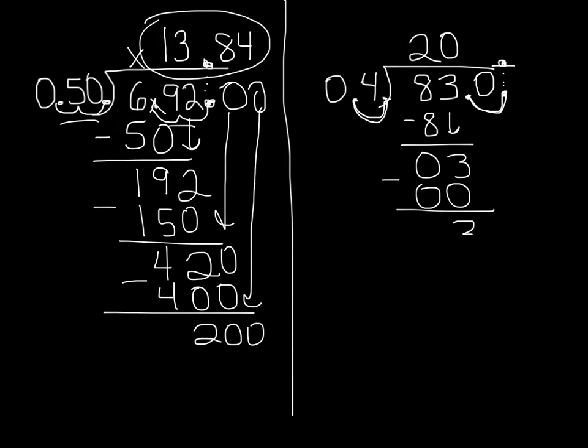3 minus 0 is 3. Bring down the 0. 30 divided by 4 is 7. 7 times 4 is 28. 30 minus 28 is 2.